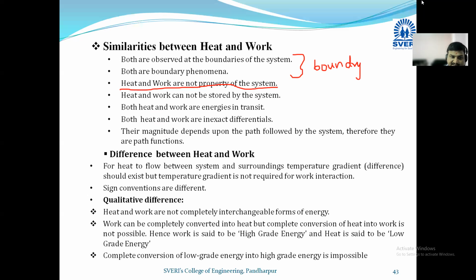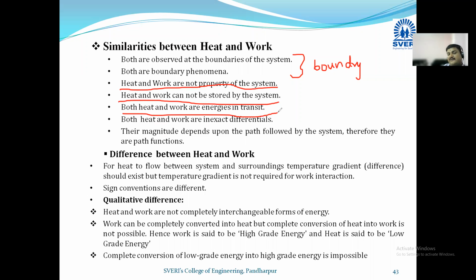So heat and work cannot be stored by the system. Next one is both heat and work are energies in transit. हीट आणि वर्क हे दोन्ही काय आहेत? एनर्जीचे फॉर्म आहेत. युनिट बघा त्याचे. वर्क होत असताना सुद्धा एनर्जीच्या एका रूपातून दुसऱ्या रूपामध्ये ट्रान्सफॉर्मेशन होत असते. Always, whenever work is done, energy is transferred from one form to another form. So both are energies in transit.